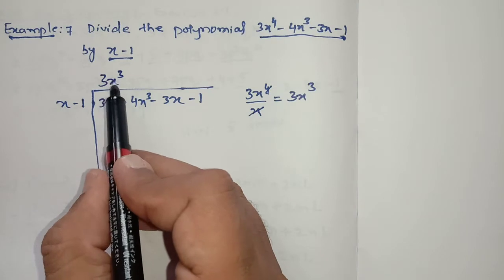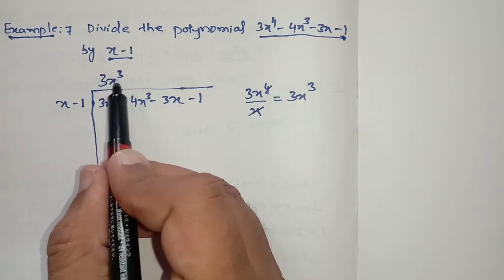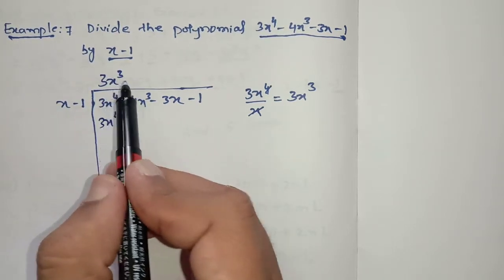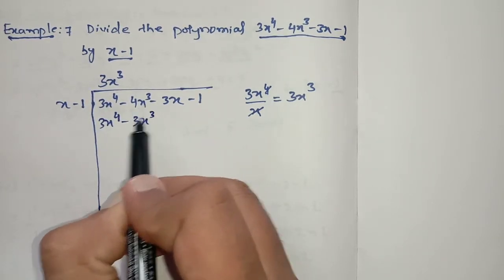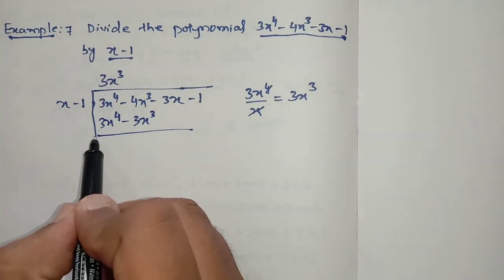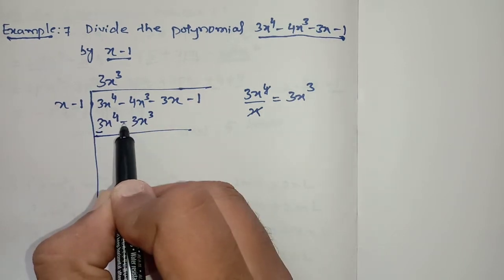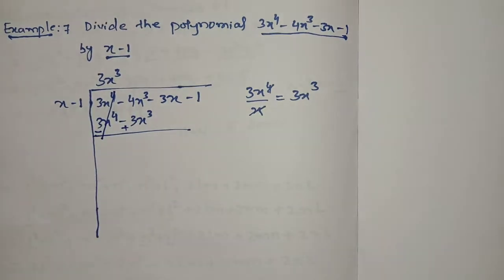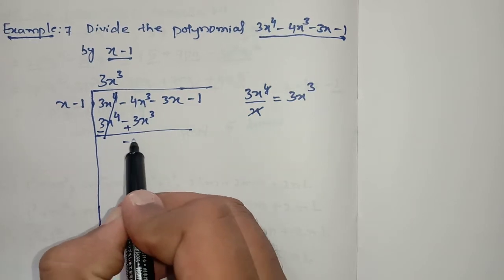Now we have to multiply the quotient with the divisor. 3x cube into x will be 3x to the power of 4. 3x cube into minus 1 will be minus 3x cube, students. Now we have to change the sign, as I told you in my last class also. The sign is plus, so it will be minus. Here the sign is minus, it will be plus. These two get cancelled. Minus 4x cube plus 3x cube will be minus x cube.